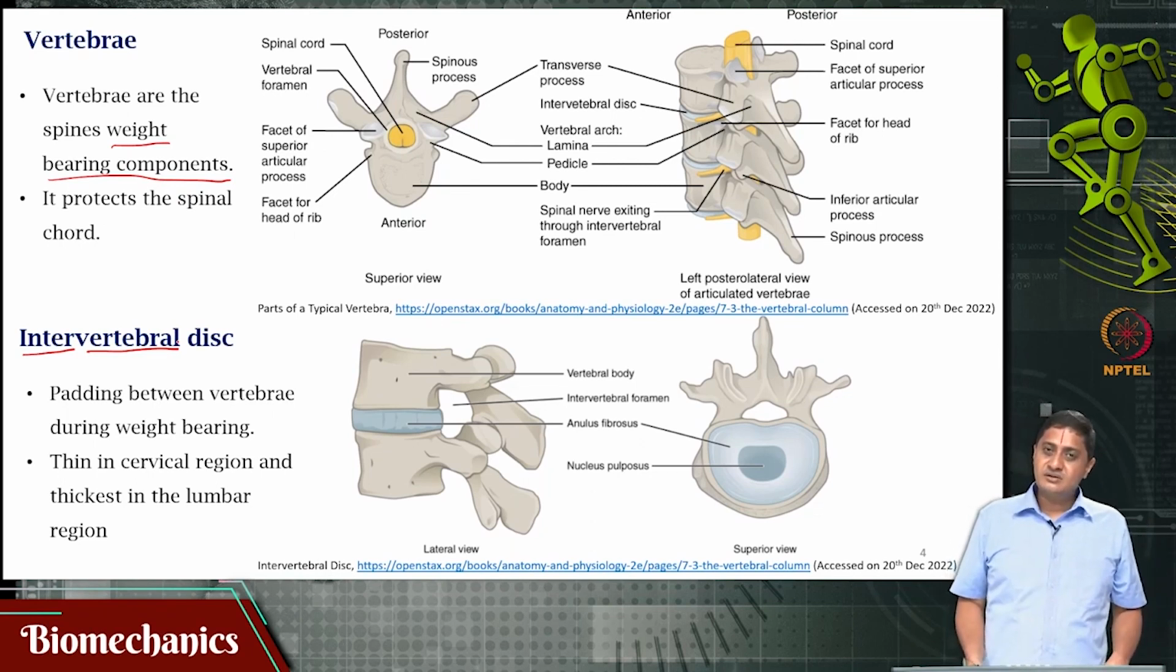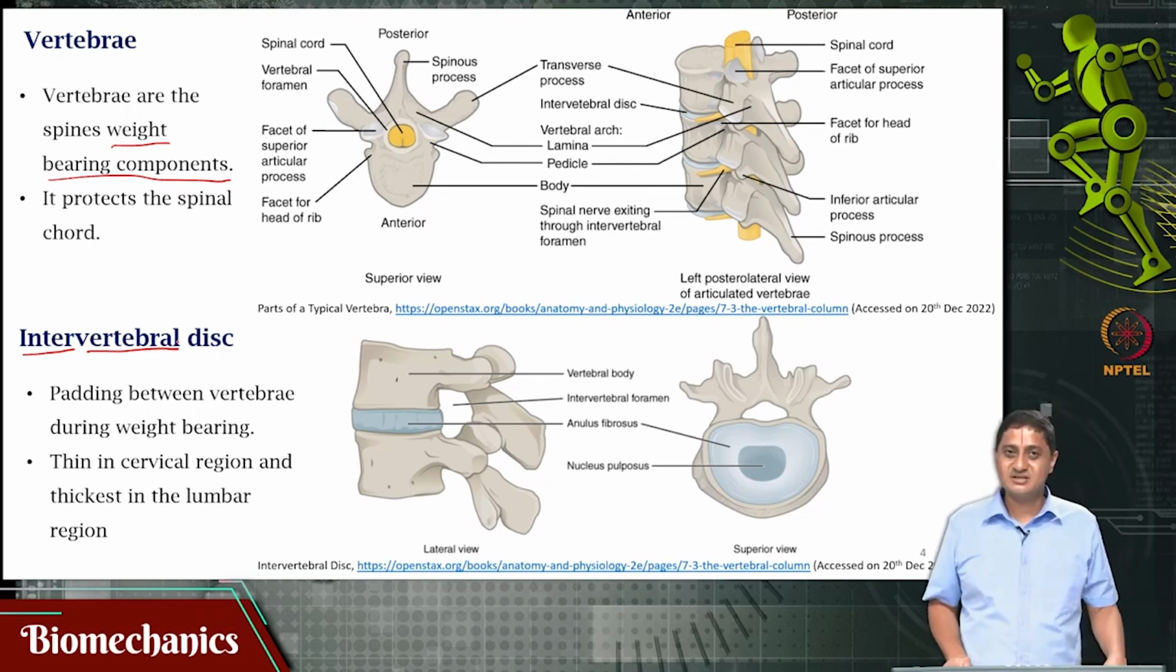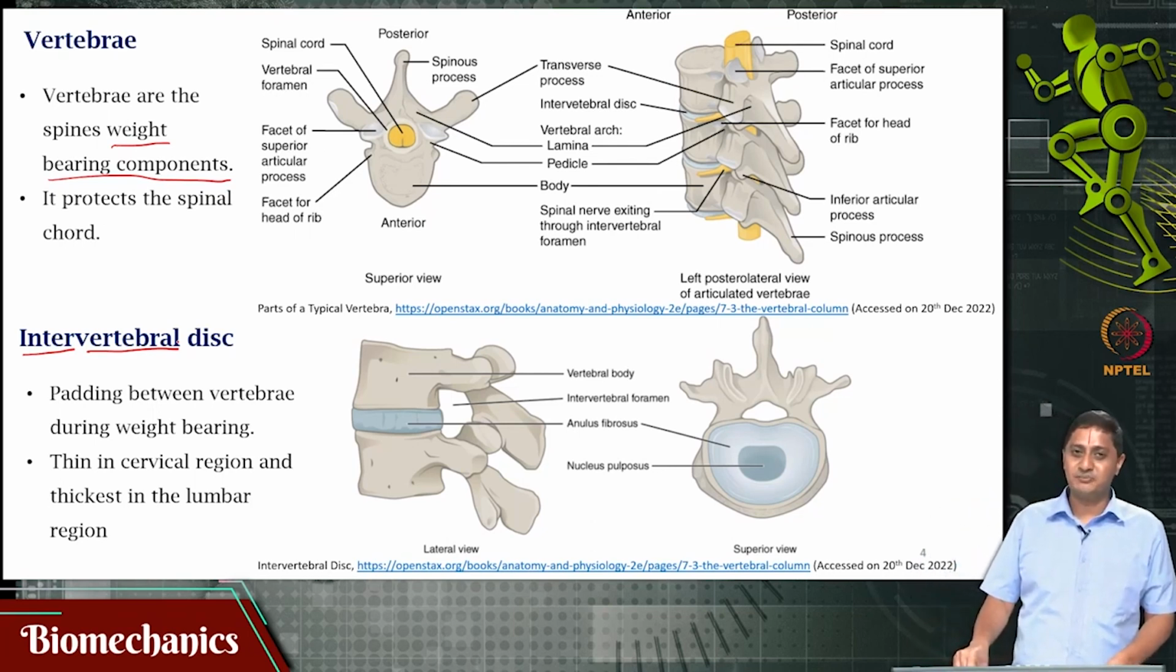By this logic, the intervertebral disc must be thin at the cervical region and relatively thicker at the level of the lumbar vertebra and the sacrum. Why is that? Because as you go down, the weight increases, so the necessity for padding also increases. So, the intervertebral discs become thicker as you traverse from the top of the vertebral column to the bottom, because there is a higher need for weight bearing.